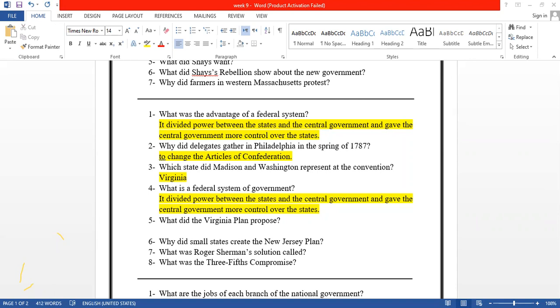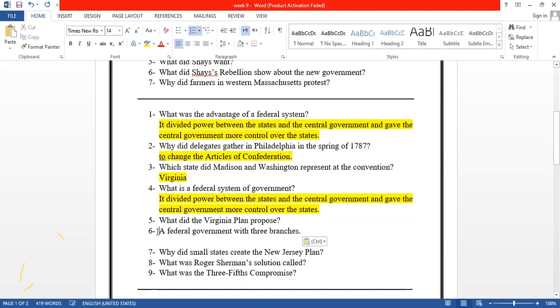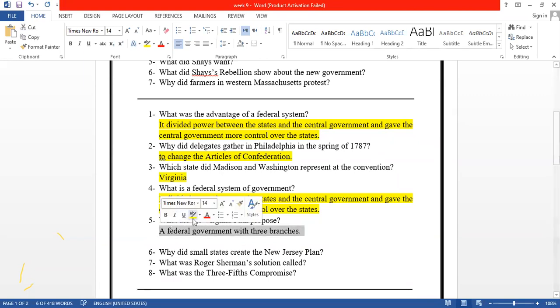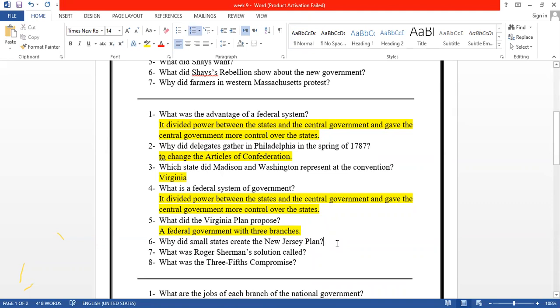The Virginia plan said that America is a federal government, a federal government with three branches: the legislative, executive, and judicial. Yes, this is the Virginia plan. So what was the Virginia plan? The Virginia plan said that America is a federal government with three branches: the legislative, the executive, and the judicial.